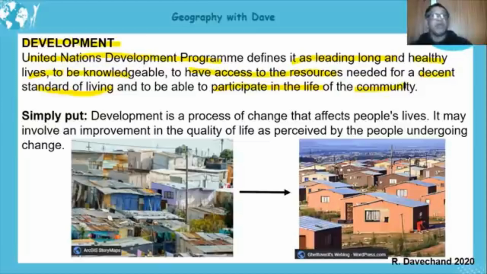Okay, that's a bit long, eh? Let's shorten it a bit. So simply put, development is a process of change that affects people's lives. It may involve an improvement in the quality of life as perceived by people undergoing change. All right, how they perceive it.